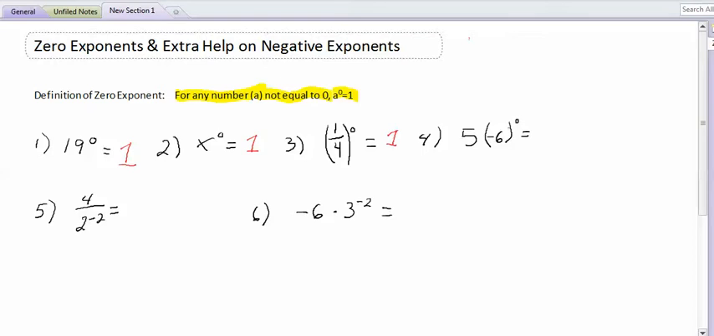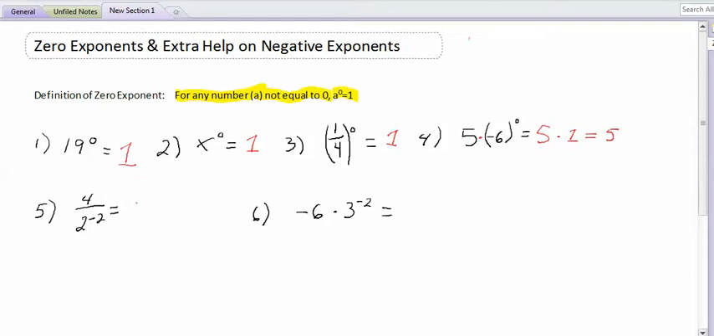Okay, on the next problem, we have 5. And when you have parentheses there, it's going to be a multiplication problem. So I'm going to keep the 5, and then I'm going to multiply it with negative 6 to the 0 power, which is going to be 1. So 5 times 1 is 5. Okay, now the next two are just some problems that I saw in your homework that you maybe needed a little extra help with.